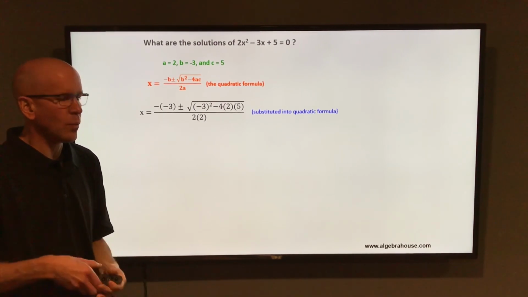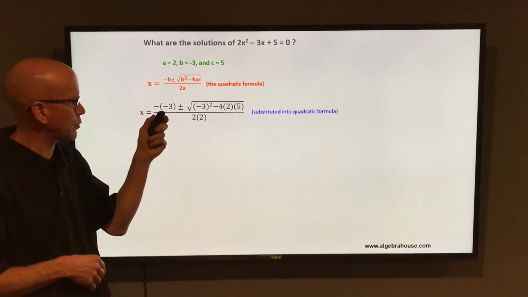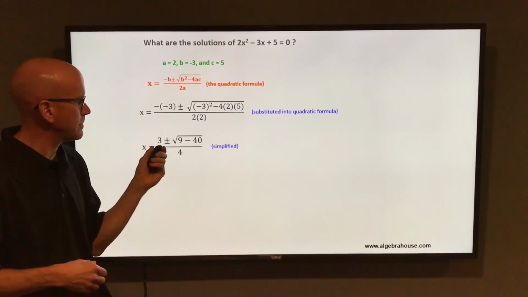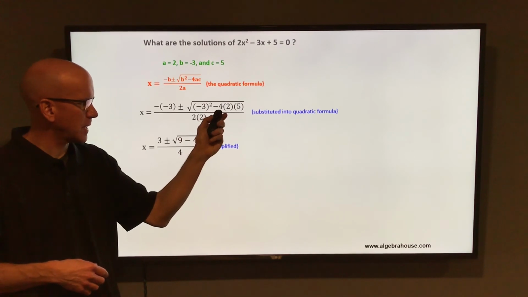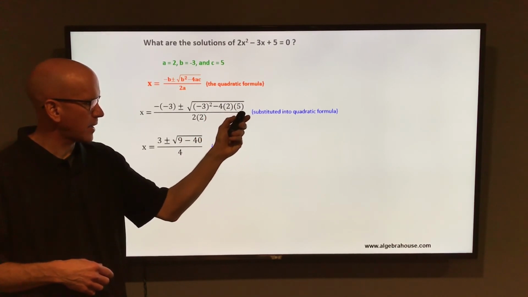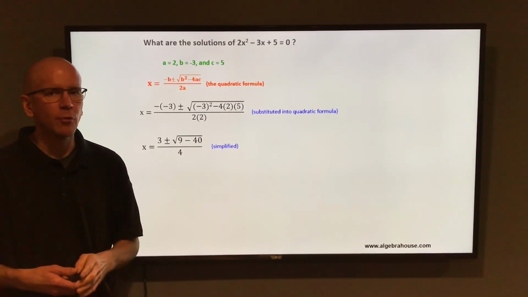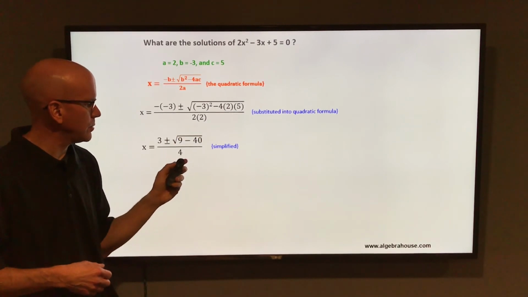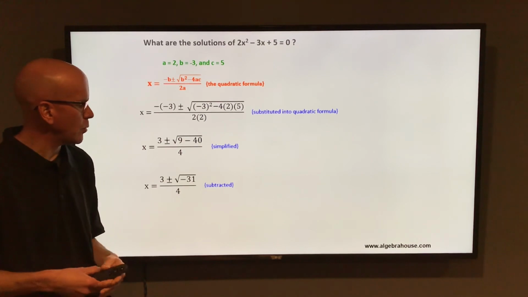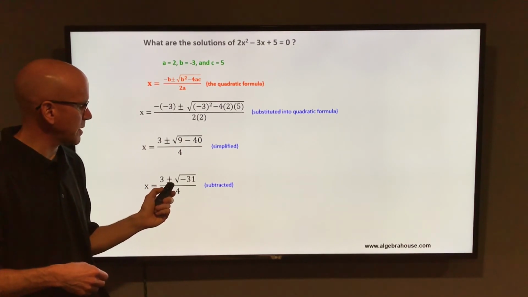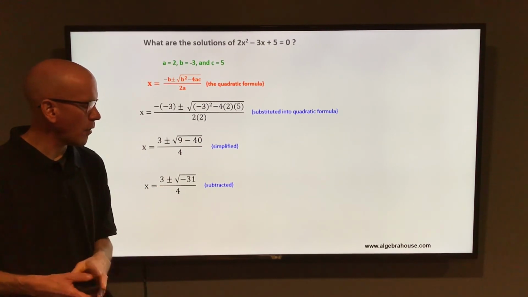Work through that. Watch your signs. Take the negative of a negative 3 out front. That's going to be a positive 3. Under the square root sign, if you square negative 3, it's 9. And watch your sign here. Negative 4 times 2 times 5, that is negative 40. In the denominator, 2 times 2, that is 4. 9 minus 40 under the square root sign, that'd be negative 31. So we're looking at 3 plus or minus the square root of negative 31 all over 4.